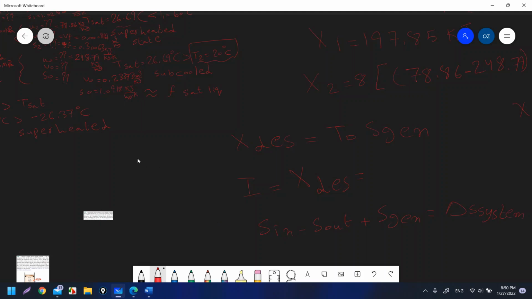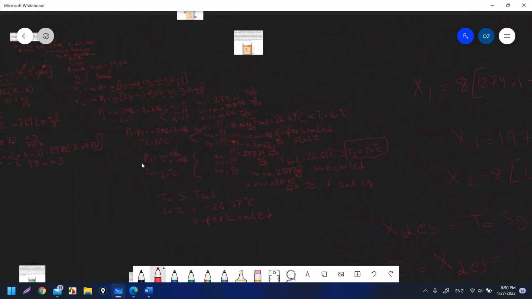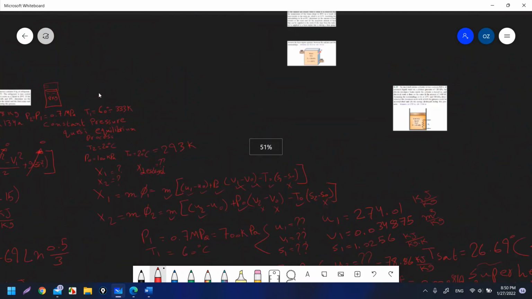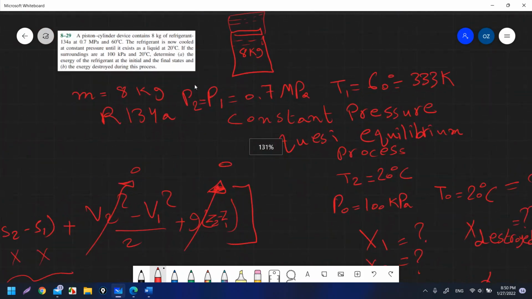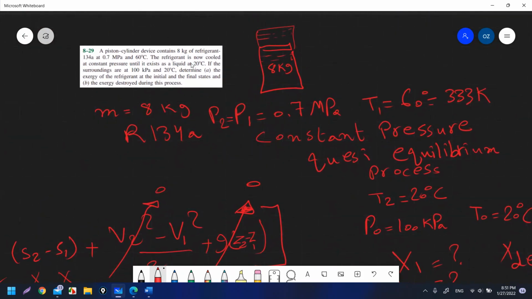But I have in this question, the refrigerant is now cooled. Cooled means the piston cylinder and the refrigerant inside it has lost heat to the surrounding. So there is Q out, and I don't have Q out.